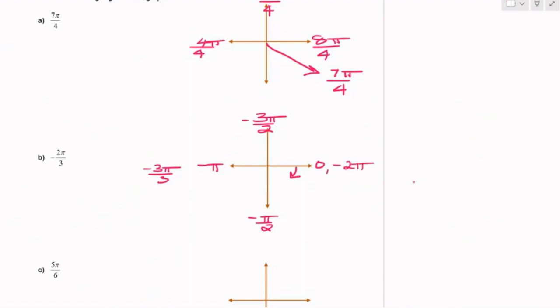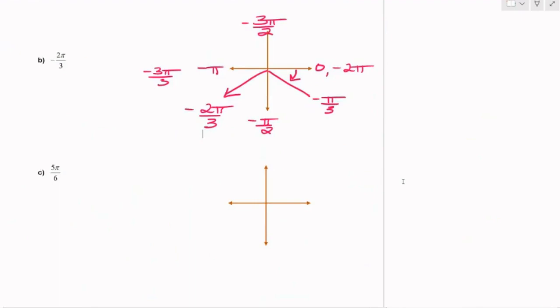So where's negative 2 pi over 3? This is going to be negative pi over 3. This is going to be negative 2 pi over 3 here. Okay, so it's going to be in quadrant, what is that? 3. 5 pi over 6.